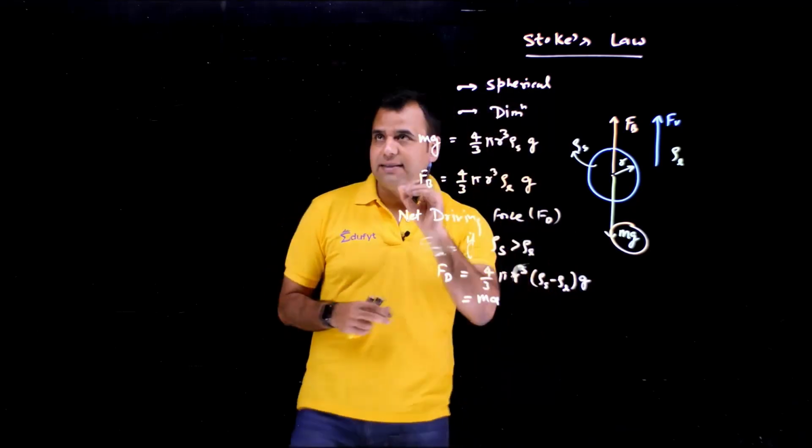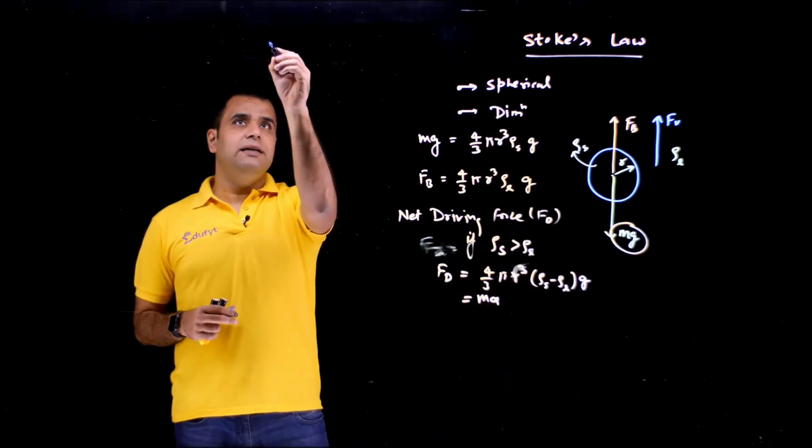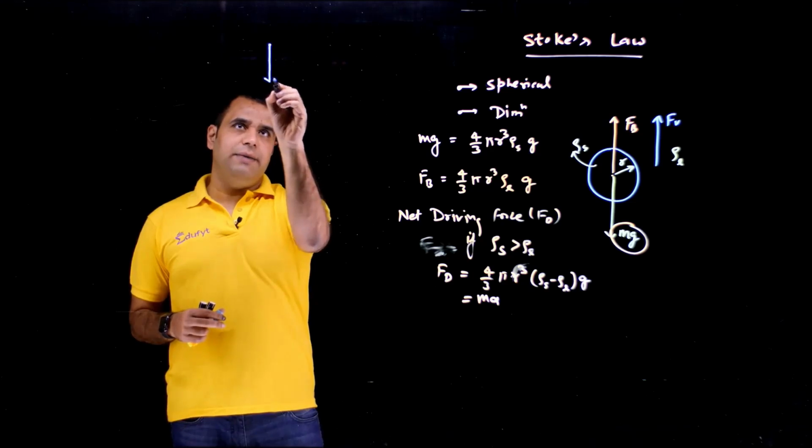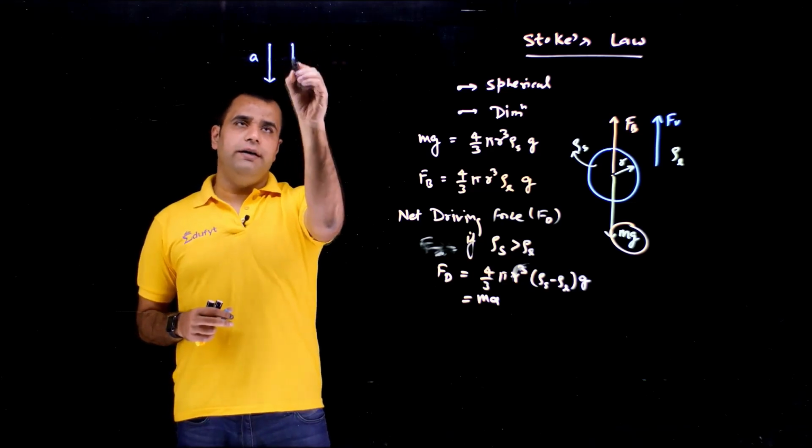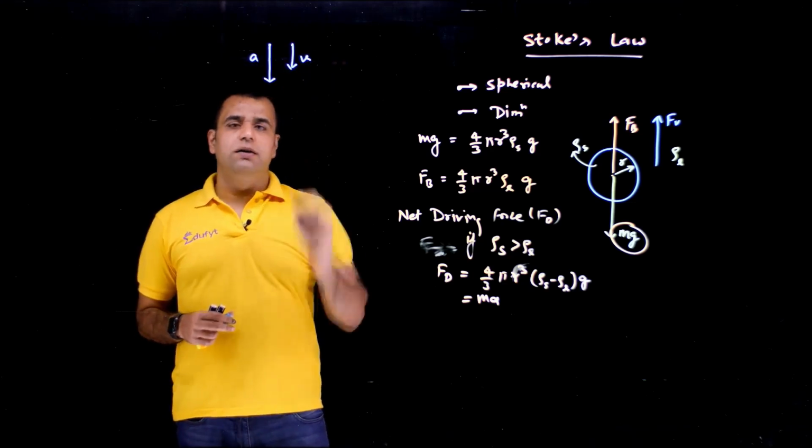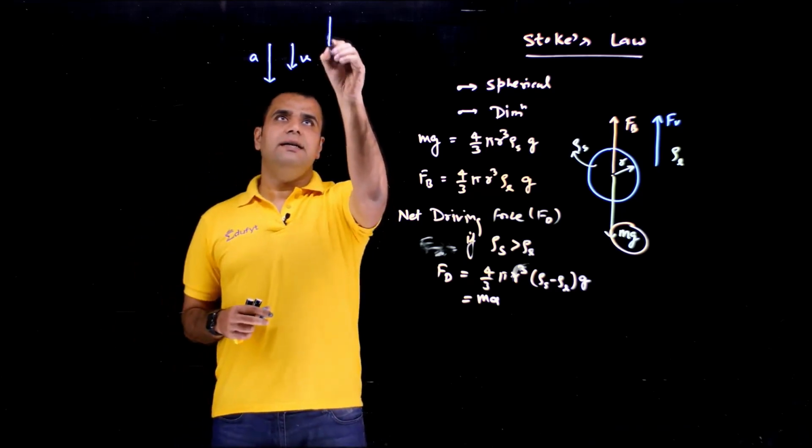So let's discuss this side. So you see, what is happening there? For the body, acceleration is coming downward. For the body, velocity will be coming downward. And this body will be experiencing the viscous force.